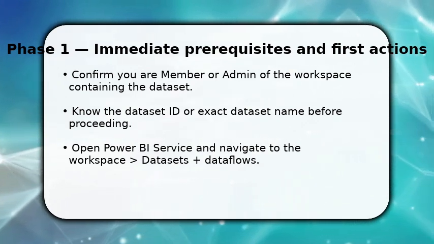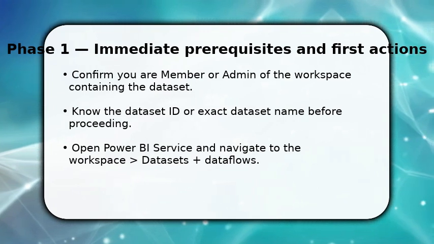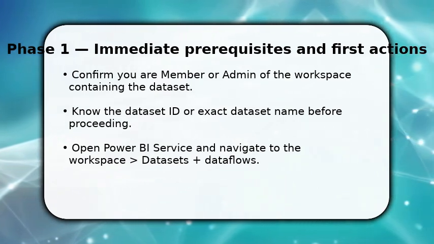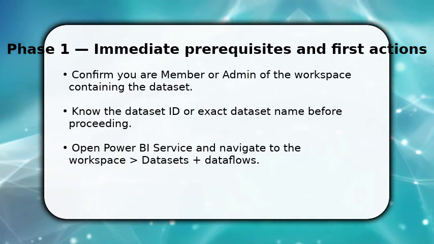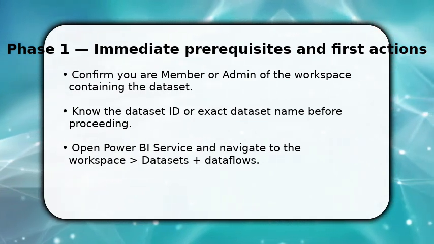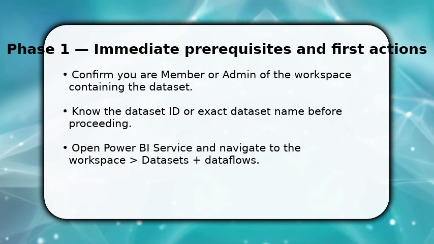Now open Datasets plus Data Flows and select the dataset. Make sure to stop here only when you can see settings and manage gateway options. These are the entry points to refresh history and the API details.